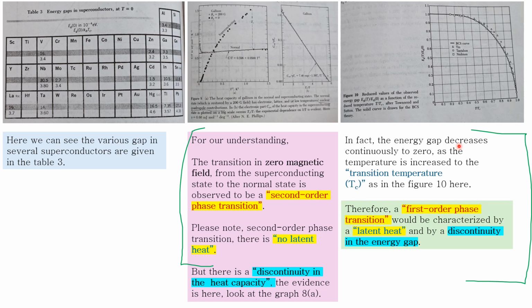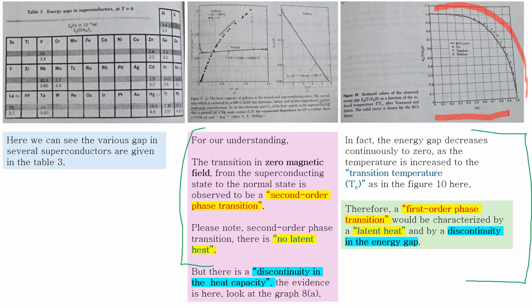Keep in mind the energy band gap decreases continually to zero as the temperature is increased to the transition temperature, as shown in the graph. So in this graph the energy band gap is gradually decreasing, for example gradually decreasing until zero, when the temperature is increasing. So this is called a first order phase transition.